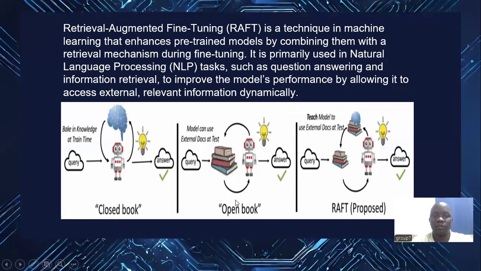So to talk about Retrieval Augmented Fine-Tuning, that is RAFT. RAFT is a technique in machine learning that enhances predefined models by combining them with a retrieval mechanism during fine-tuning. These predefined models are models that have been trained on a larger data set and can be used for specific or different tasks, depending on the preference of the user.